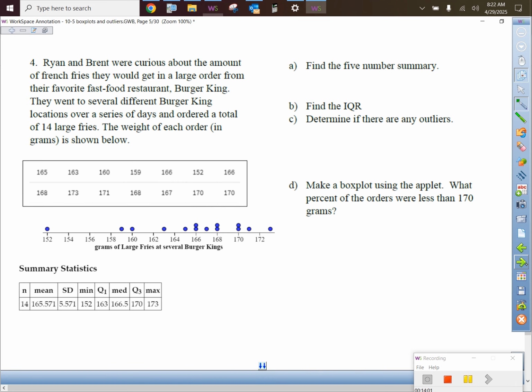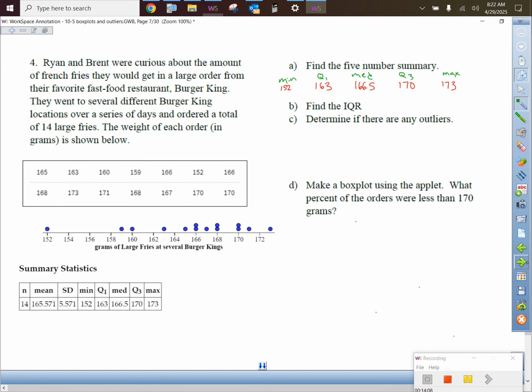So here is the summary statistics from that. The applets always make it dot plots. So 5-number summary, 152 is the min, 163 is Q1, 166.5 is the median. I just rounded it to 1 decimal place. I know it's got 3 decimal places. And then 170 and 173. Are we okay with that?